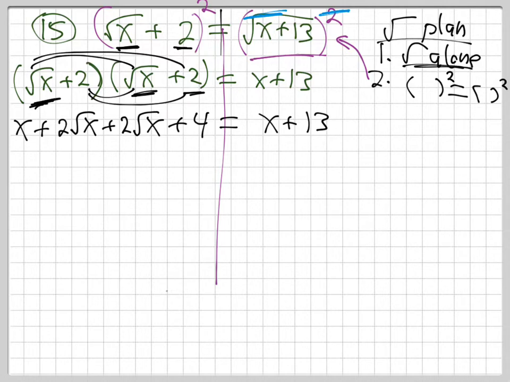We good there so far? Can we gather some like terms? Yes. 2 root x and 2 root x? 4 root x. You just add the numbers in front. They're just like terms.